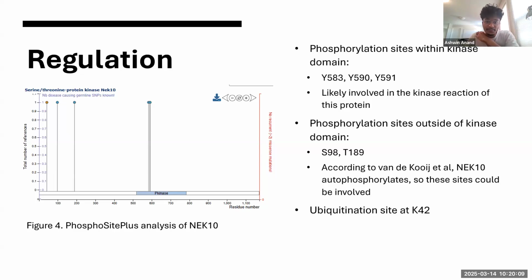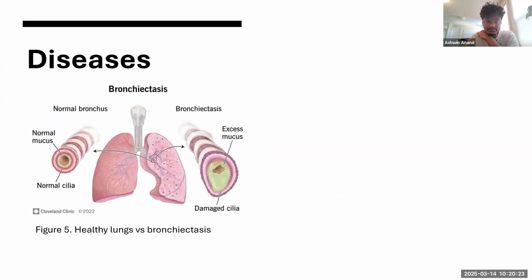And there's also a ubiquitination site at lysine 42. This could be a signal for protein degradation. I didn't find too much about it, but usually ubiquitination signals protein degradation, so that's what I assume.